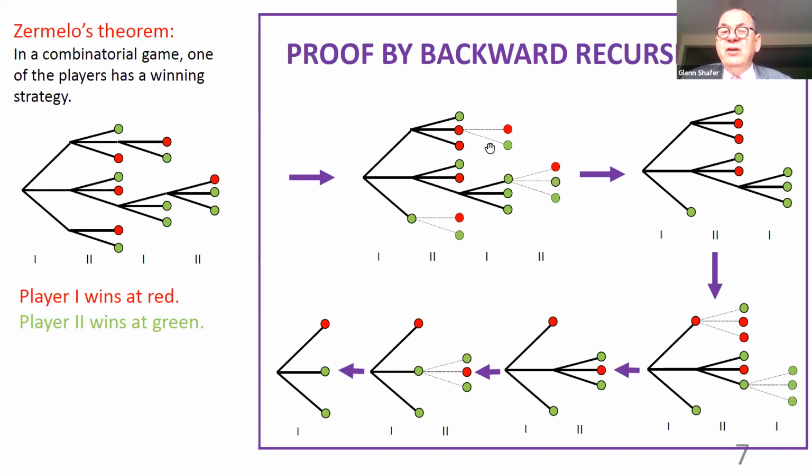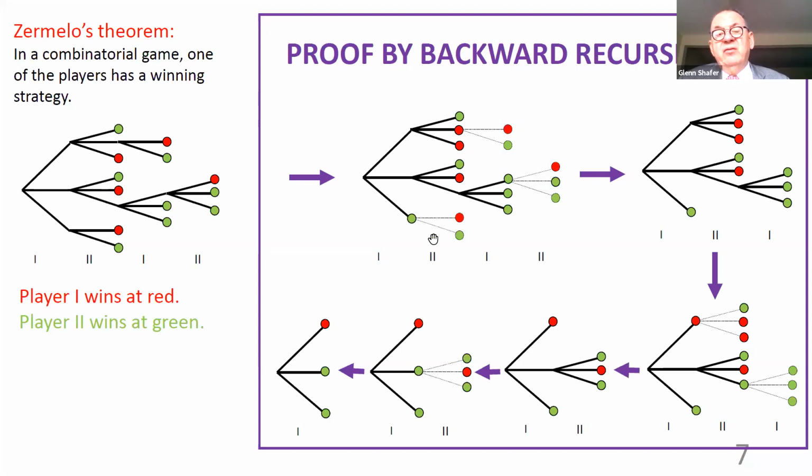At this place here, let's see. Player 1 gets to decide here whether he's going to go there or there. So he's going to choose the red one. He's going to go there. So he actually wins there as well. So we can take off these 2 branchings.